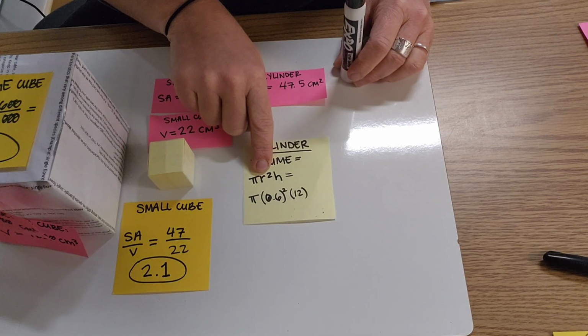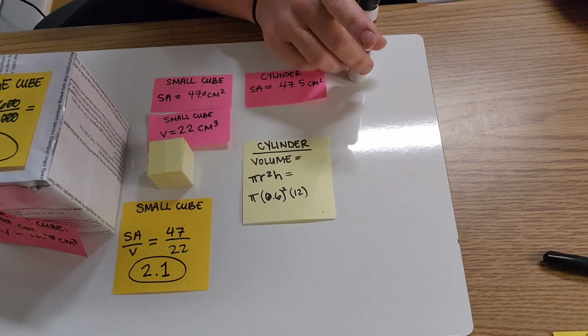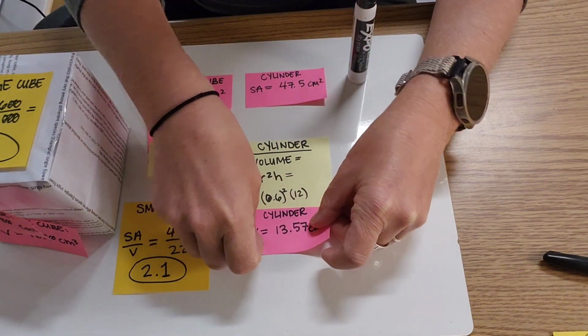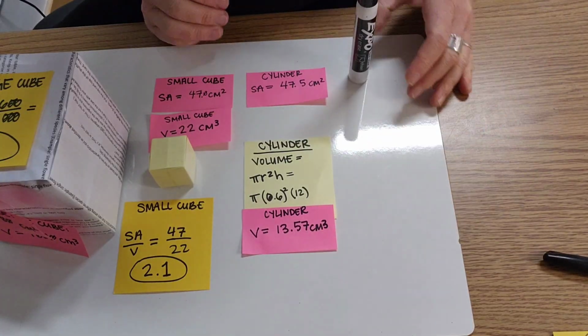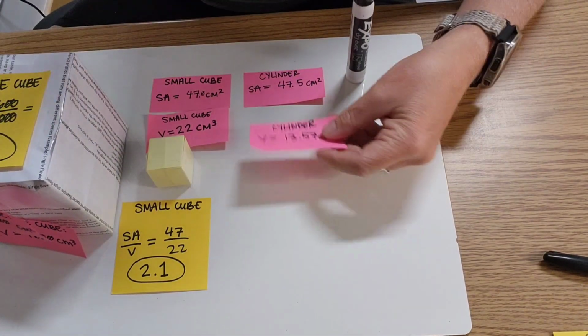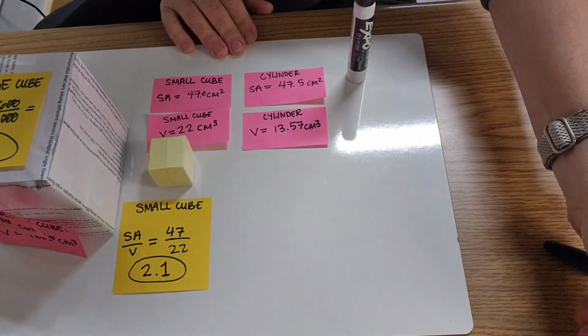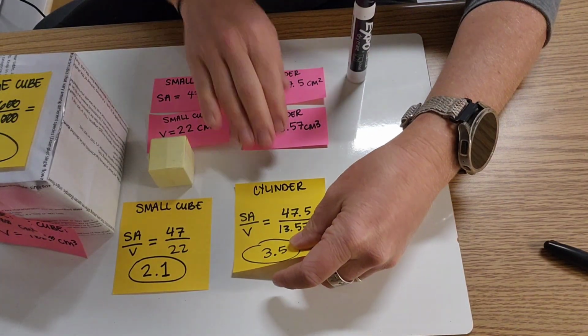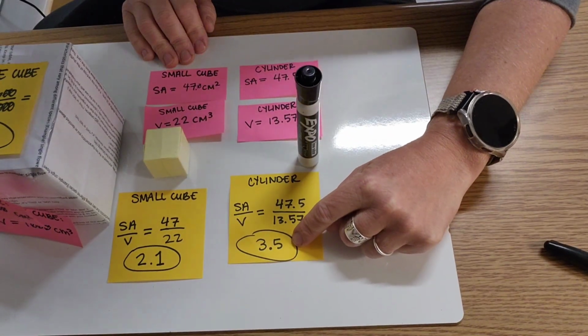Next up, our volume of our cylinder. Pi times r squared times height. We plug and chug, we put that into our calculator, and we end up with a volume for the cylinder of 13.57 centimeters. Okay, so now we can get that ratio. And what we find out is that the surface area to volume ratio of our cylinder is about 3.5.